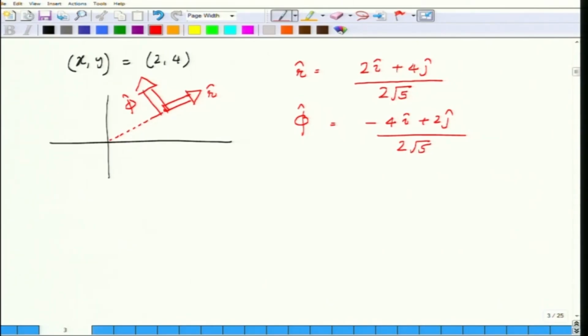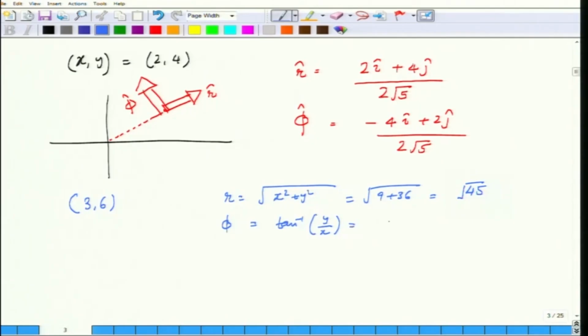That's part 1. In the second part, we have taken the coordinates to be 3 and 6, which are both positive, and now I can directly write that r is going to be square root of x squared plus y squared, which is square root of 9 plus 36, which is square root of 45, and phi is going to be tangent inverse of y over x, which is equal to tangent inverse of 2. So phi remains the same as in the previous question, but r changes.